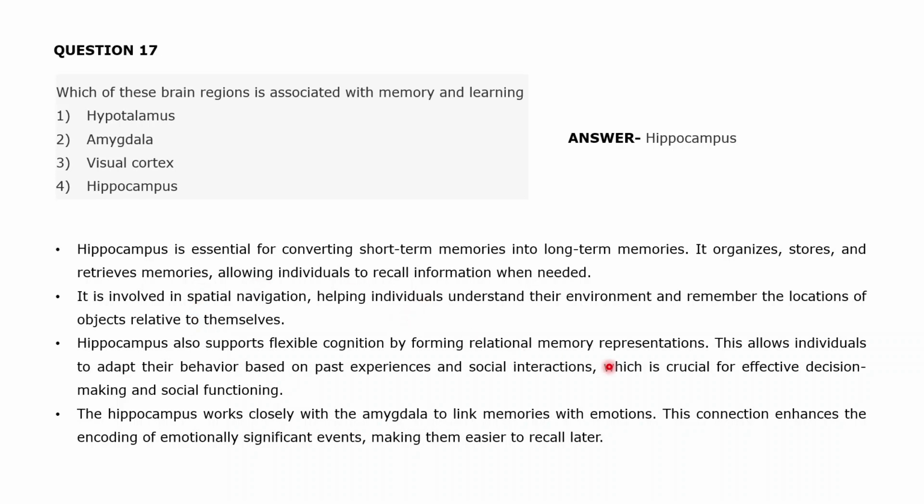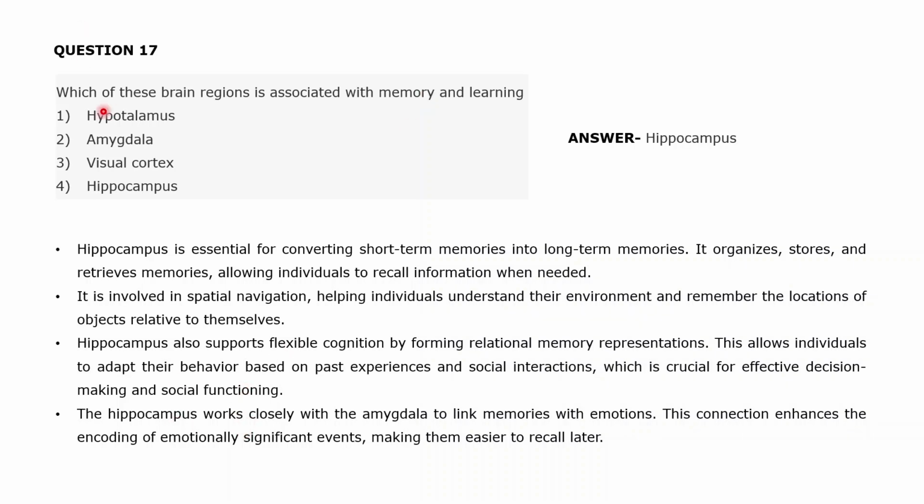And also memory representation: this allows individuals to adapt their behavior based on past experience and social interaction, which is crucial for effective decision making and social functioning. So this pertains to learning mechanisms. From the memory you have stored within your brain, what you learn from that is also a function of the hippocampus. This is why the hippocampus is required not just for regulating memory functions, but also for regulating the learning function of an individual.